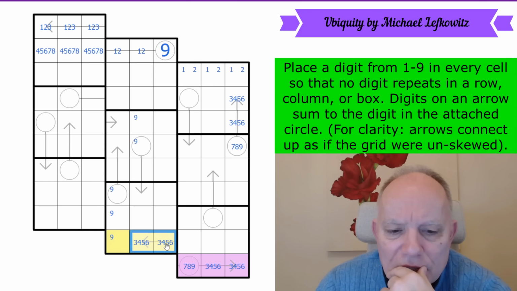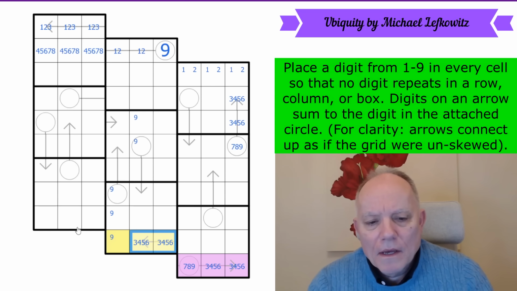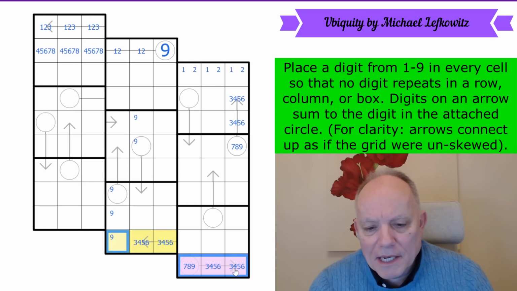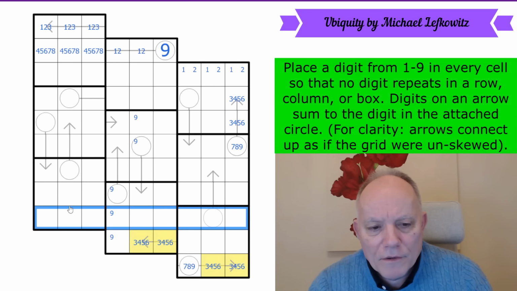And therefore these 2 arrows, okay, now I'm going to change my color scheme and call these 2 digits yellow. They must appear there as well. And then in this row, those 2 yellow digits appear in these 3 cells.